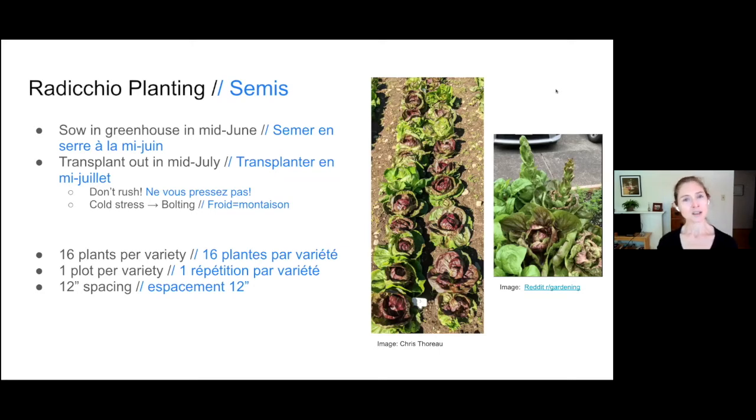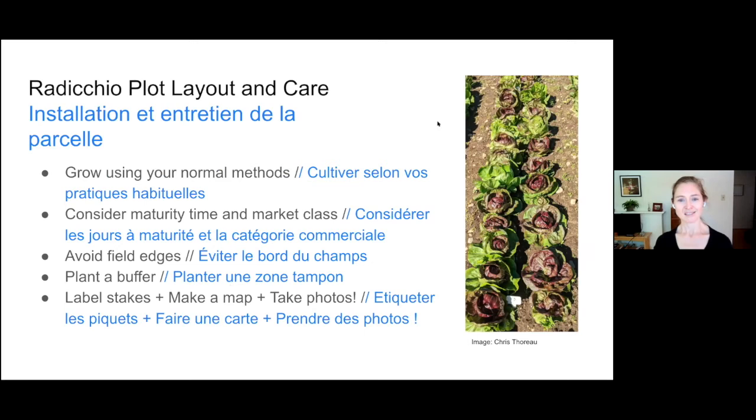Using planting dates like this, the early maturing varieties should be ready in September and October. The mid-season varieties in October, November. The later varieties into January and February, or even in the spring, depending on how you choose to do the overwinter harvest. We're asking that you plant 16 plants per plot, one plot per variety, at about a 12-inch spacing. Let's move on to the next slide for more details on that.